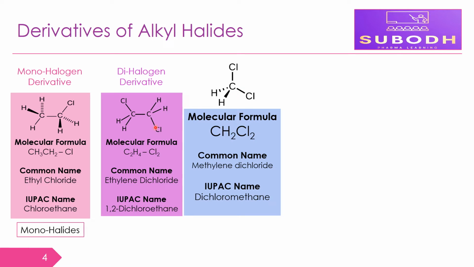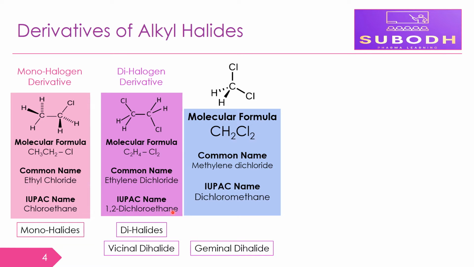If the two halogen atoms are attached to two adjacent carbons, then the compound is referred to as a vicinal dihalide. And if two halogen atoms are attached to the same carbon, then it is known as a geminal dihalide. And these derivatives are called dihalides.